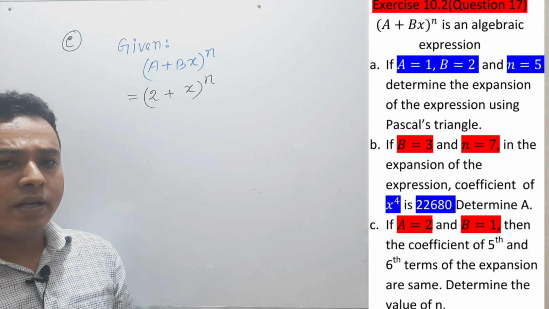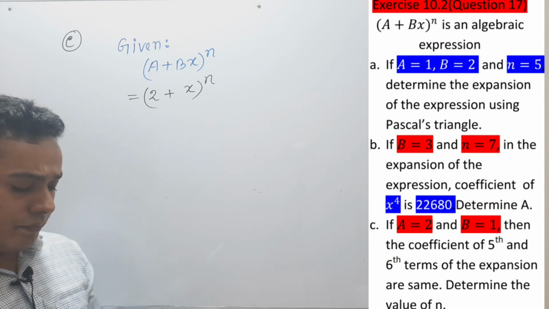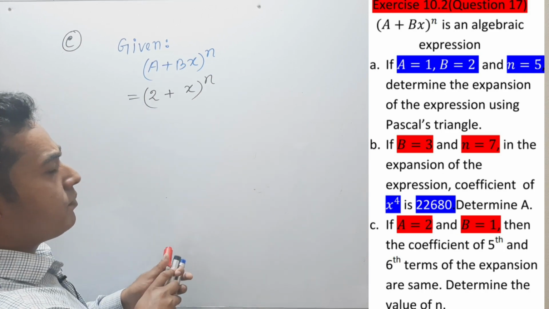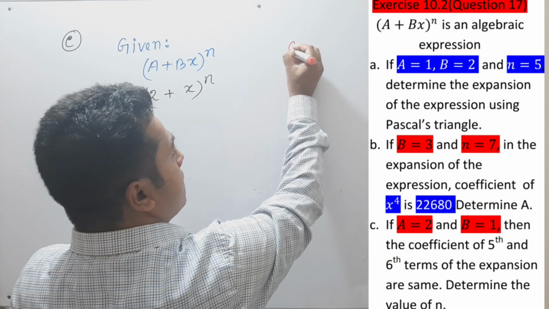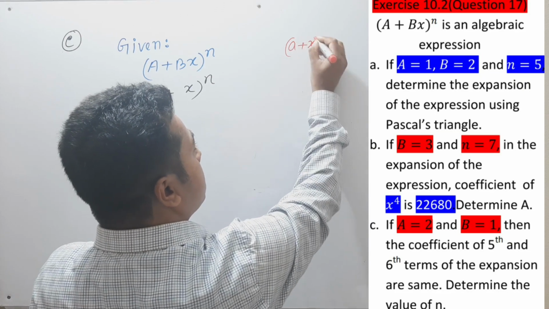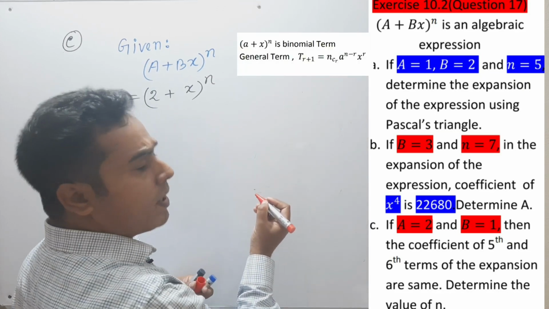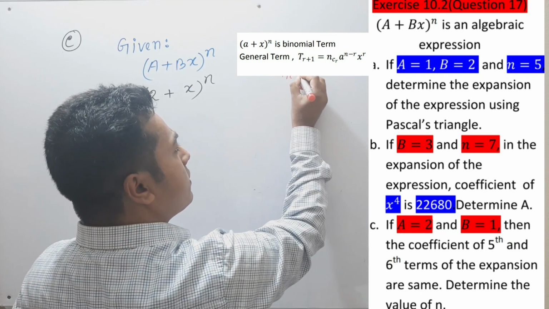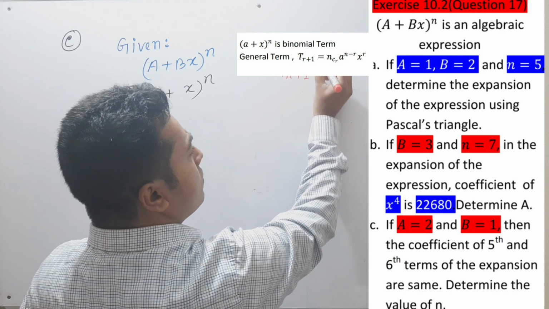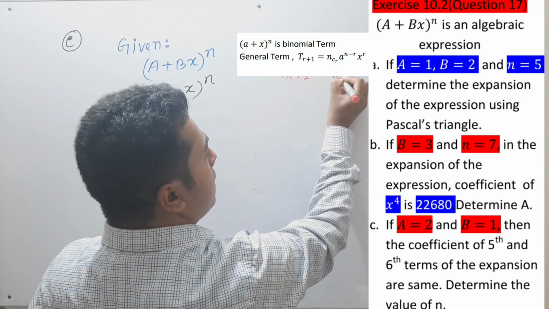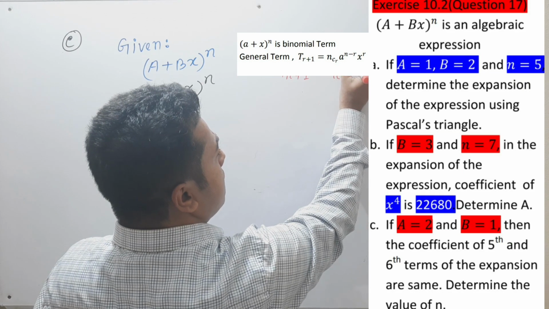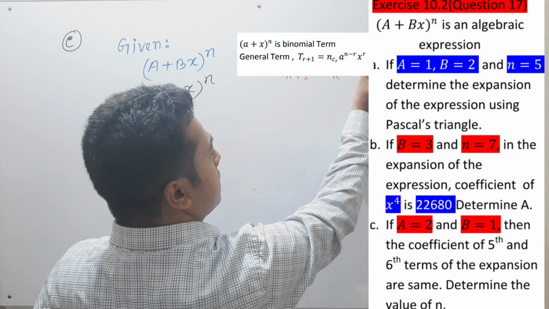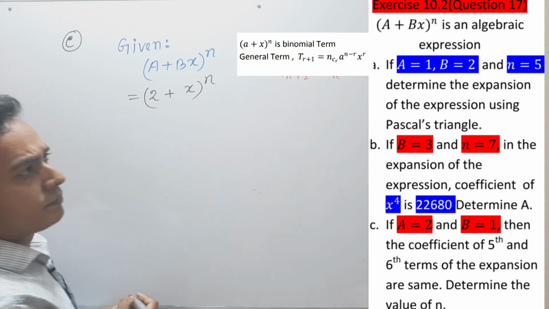What is our general term? If (a + x)^n is our binomial term, then our general term is denoted by T(r+1) = nCr a^(n-r) x^r. This is our formula of the general term.